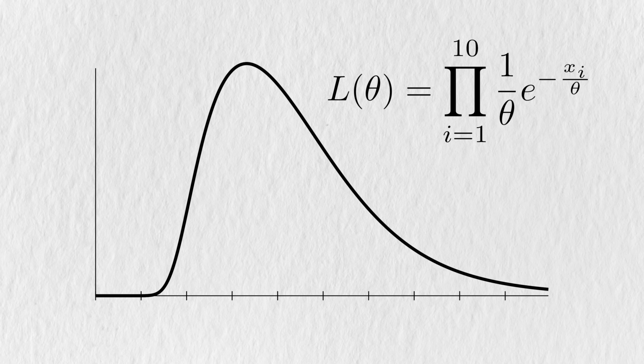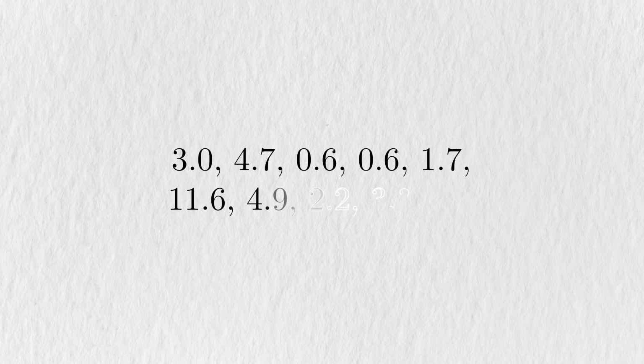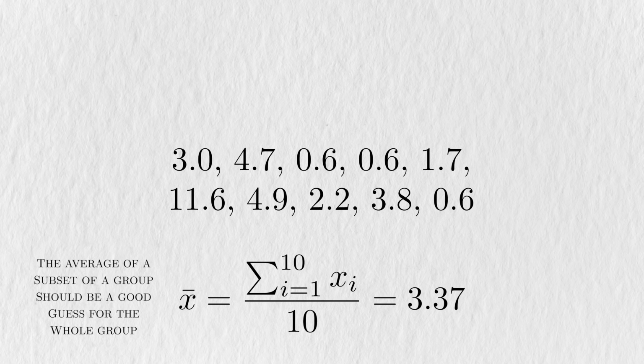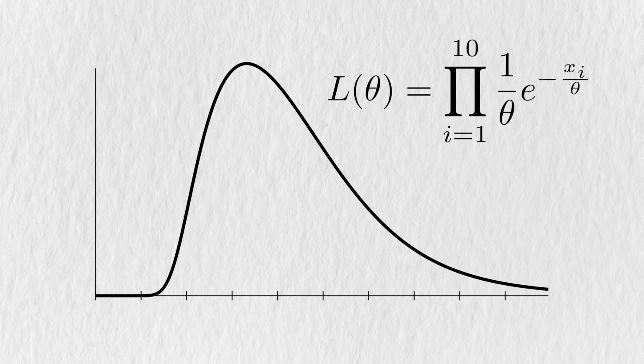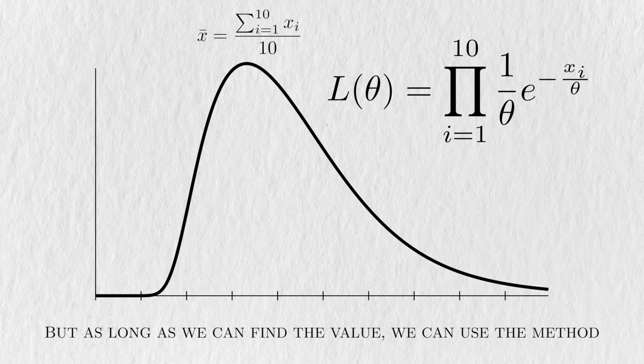Without going into the details, the value that actually achieves this maximum is the average of the data we collect. So given this data from 10 people, we estimate that the average customer lifetime of the Kinda Normal user base is 3.37 months. And that makes sense. The average of a subset of subscribers should be a reasonable guess for the average of the entire member base. And this intuitive answer is backed by statistical theory. We won't always have a nice formula for the maximum likelihood estimator, but as long as we have a way to figure out what the value of this maximum is, we can still use the method.